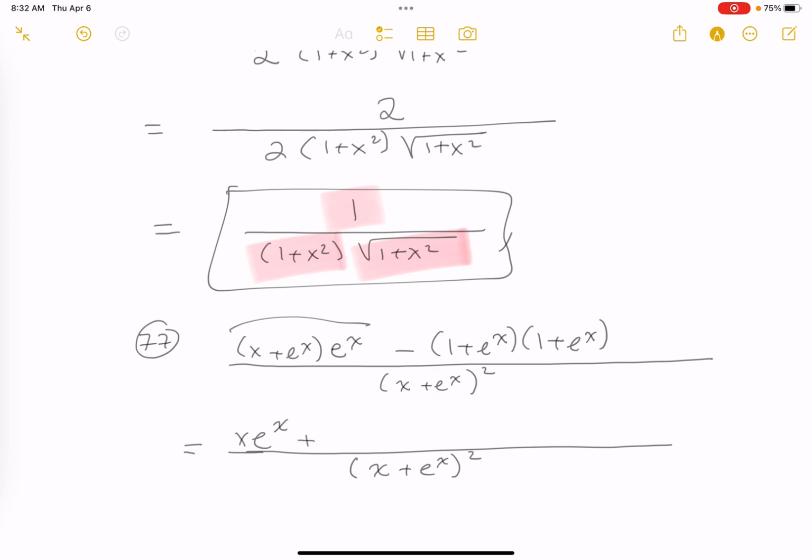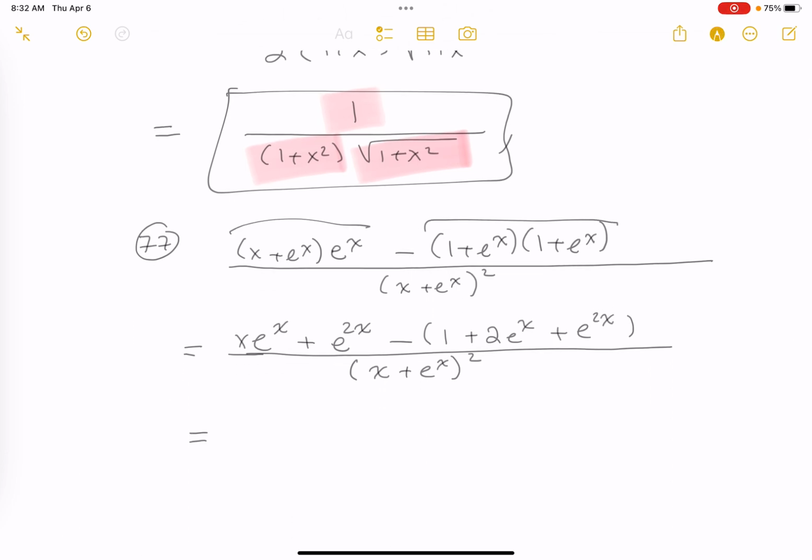The next thing is going to be plus e, well, I have to add their exponents, it's going to be 2x, minus, I'm going to do this over here. I'm going to do it in stages though. You get 1 plus, it's going to be e to the x plus e to the x, which is 2e to the x. And then plus, well, e to the x times e to the x is e to the 2x.